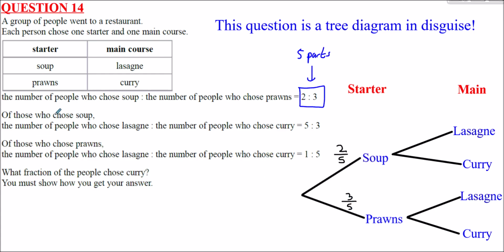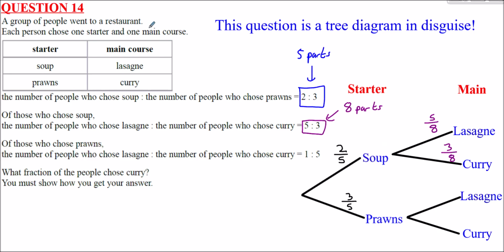Then the other ones that choose soup, the number that choose lasagna to the number that choose curry is then in the ratio 5 to 3. So 5 parts and 3 parts. This one's a total of 8 parts. So lasagna is 5 parts out of 8. And those that choose curry is the other 3/8 of the people.